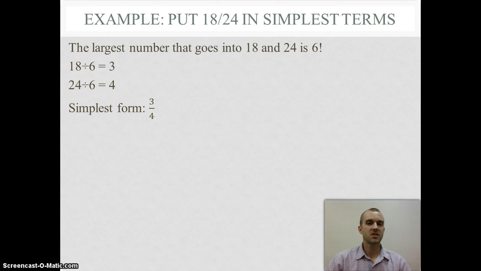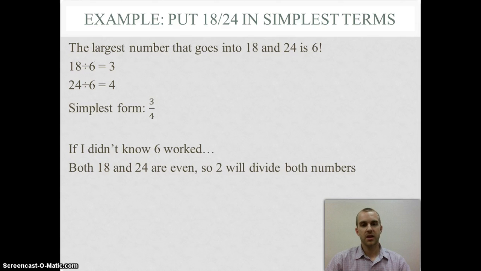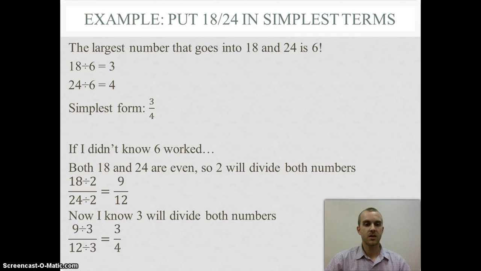Now say I didn't know that 6 was the largest number. What I could do is say, okay, both numbers are even, so I know 2 will divide into both. That would give me 18 divided by 2 is 9, and 24 divided by 2 is 12. Well, I know that from 9 and 12, 3 will go into each. Then 9 divided by 3 is 3, and 12 divided by 3 is 4, so I get my simplest form of 3/4.